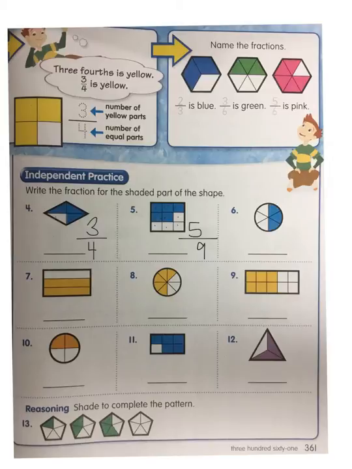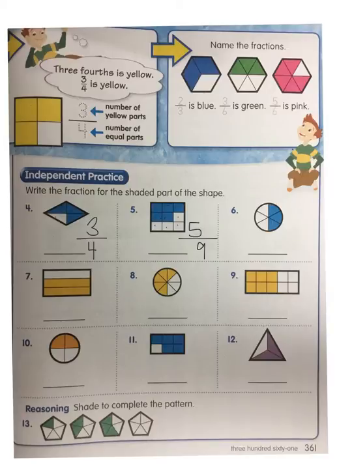Look at number 6. How many parts are blue out of how many parts in all? All the colors, white and blue. 7. How many parts are yellow out of how many parts in all? Go ahead and do 8 and 9, 10, 11, and 12. Okay, the number on the bottom should always be bigger than the number on top.